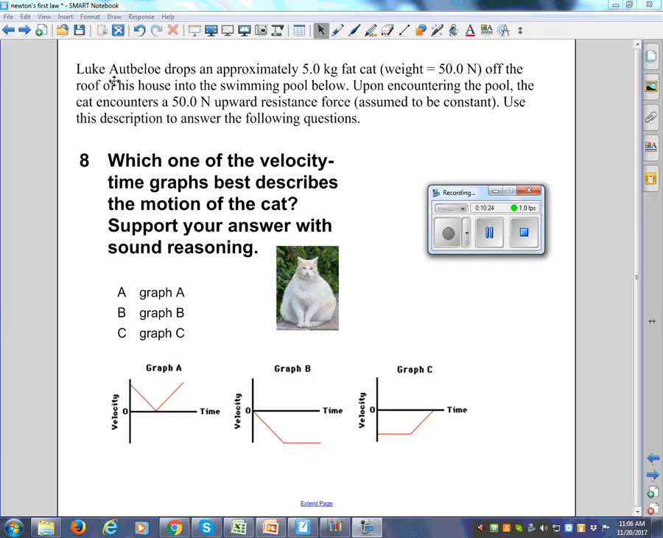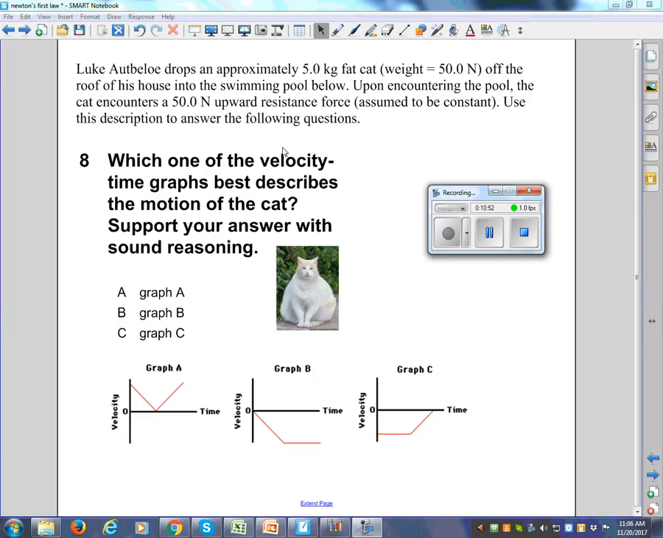Look out below. I didn't write it. Look out below drops an approximately 5 kilogram fat cat of approximate weight 50 newtons off the roof of his house into the swimming pool below. Now, before I go any further, this is a fictional cat. No actual cats were harmed in the making of this question. Upon encountering the pool, the cat encounters a 50 Newton upward resistant force, assumed to be constant. Use this description to answer the following questions.